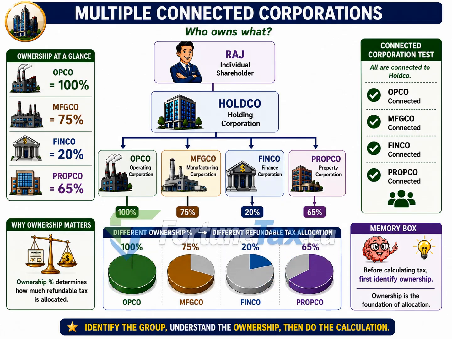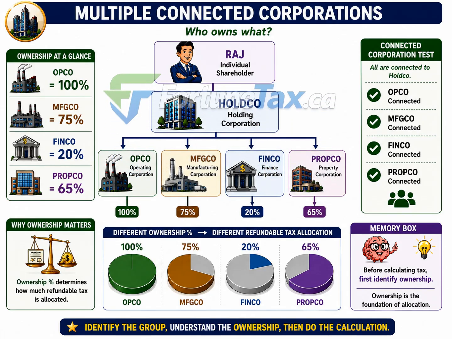These percentages are not just ownership statistics. They are the foundation of the entire calculation process. The amount of refundable tax that can flow through the group depends on these ownership interests. That's why the pie charts at the bottom of the slide are so important. Each ownership percentage represents a different economic interest in the underlying corporation. And because ownership differs, the amount of refundable tax benefit that Holdco can inherit may also differ. This is the key concept that separates simple Holdco-OpCo examples from more advanced corporate group calculations.